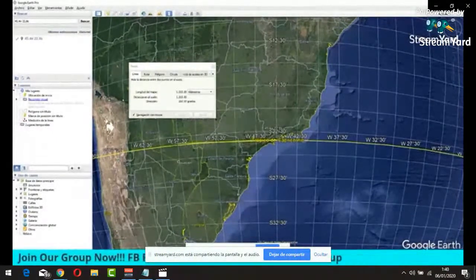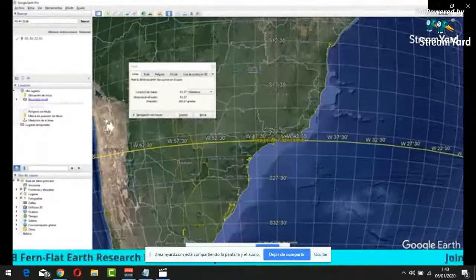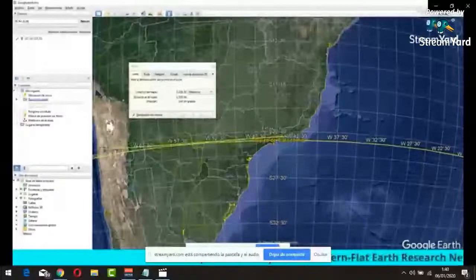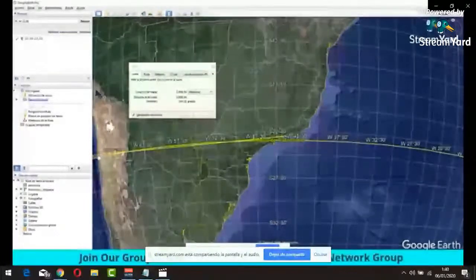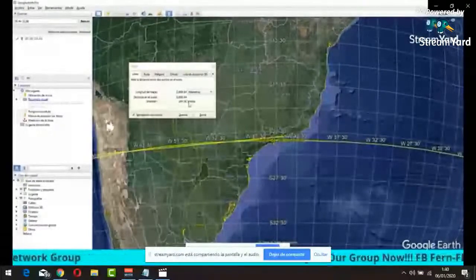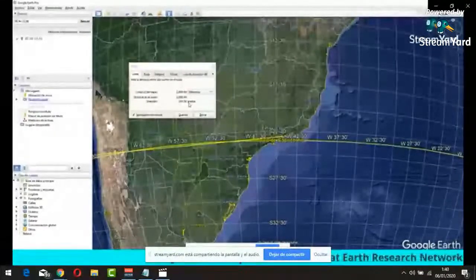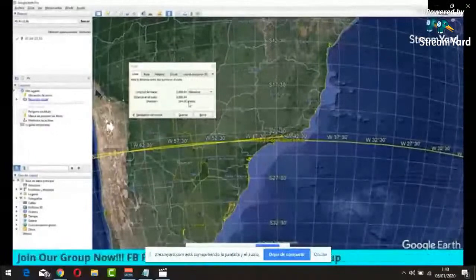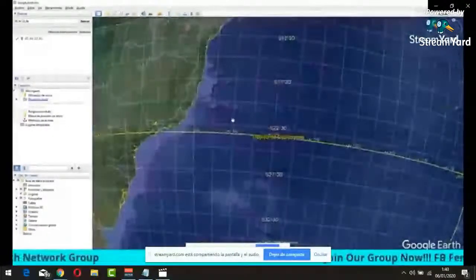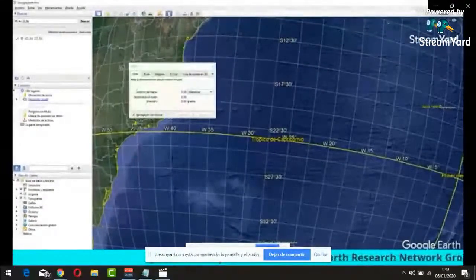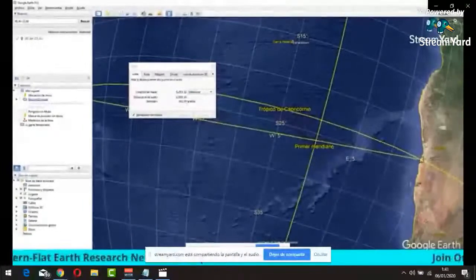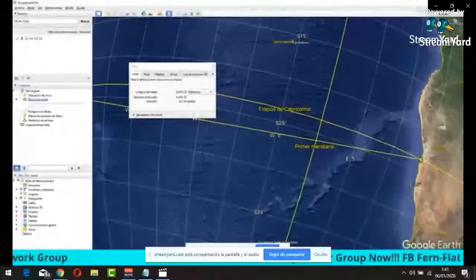We see the sun is not exactly over Capricorn, so we try to measure. It is 262 kilometers in America, 266. But right now we are measuring the sea from Africa to America. It's around 6,000.